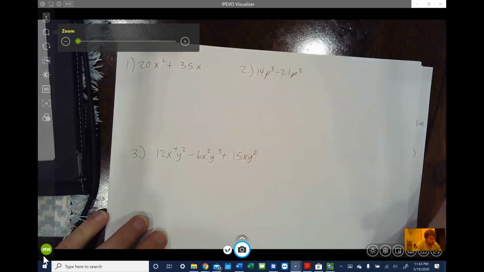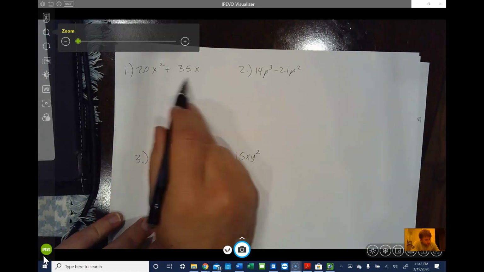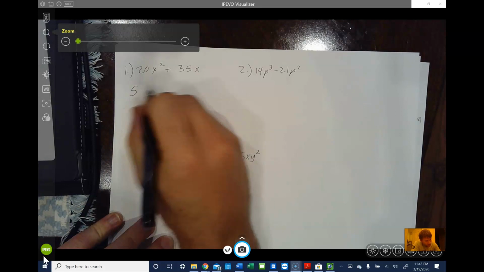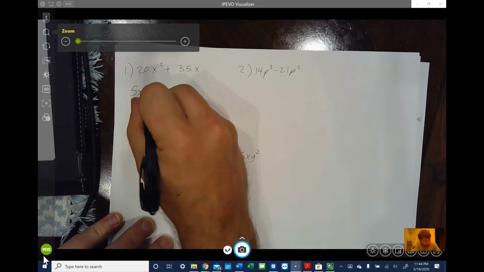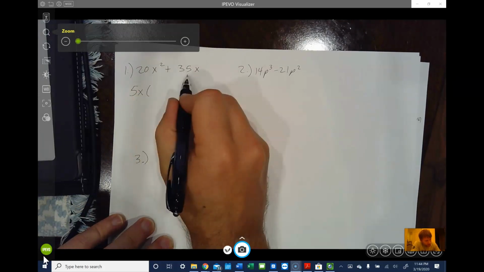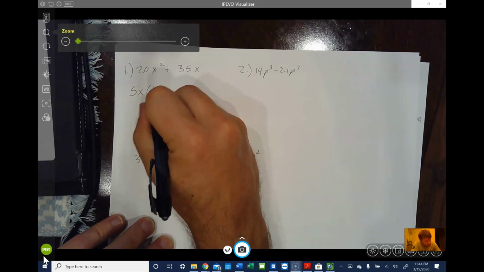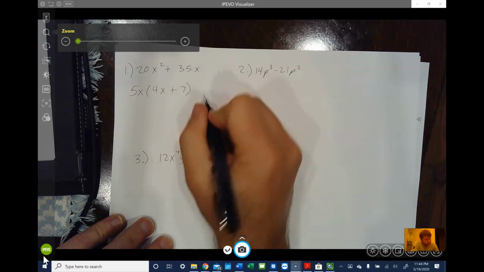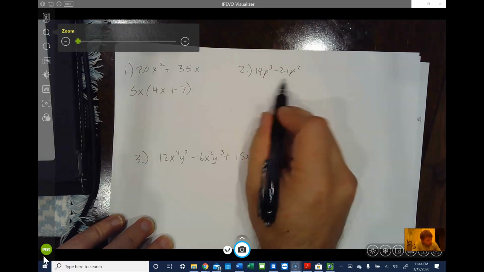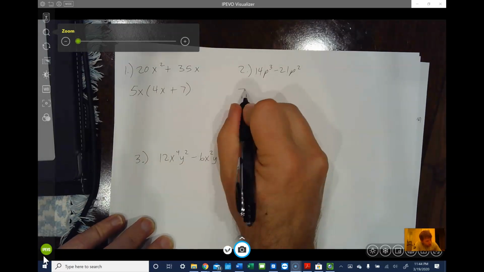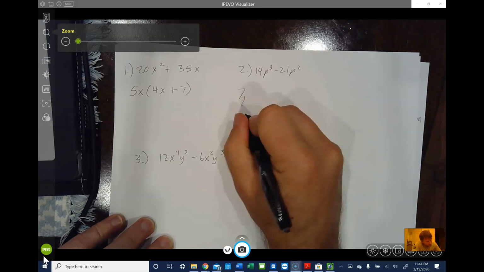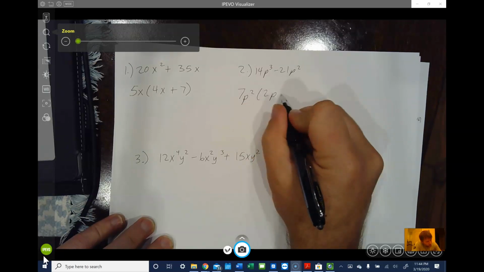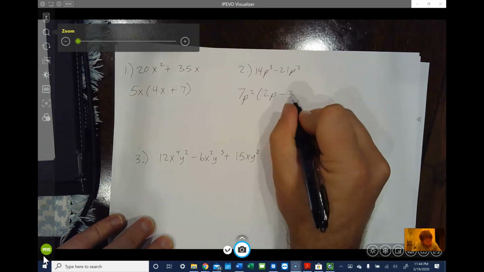Okay, so here's what we do. What's the biggest thing that can factor out of here? 20 and 35, that would be a 5. And then x squared and an x, I'm factoring out an x. I'm factoring out 5x. I'm dividing both of these terms by 5x. It leaves me with 4x plus 7. The biggest thing I can take out of a 14 and a 21 is a 7, and p cubed and p squared would be p squared. That leaves me with 2p minus 3.